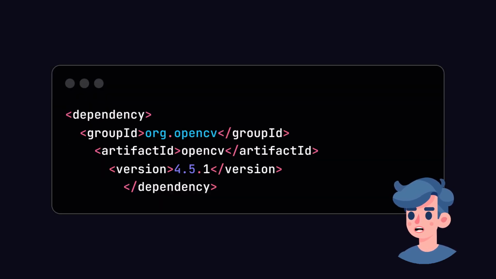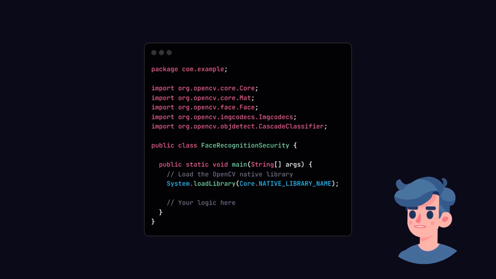Next, we need to add OpenCV dependencies to our pom.xml file. Open the file and add the following dependency inside the dependencies tag. After updating the pom.xml, let's create a new Java class named FaceRecognitionSecurity. This is where our main application logic will live.